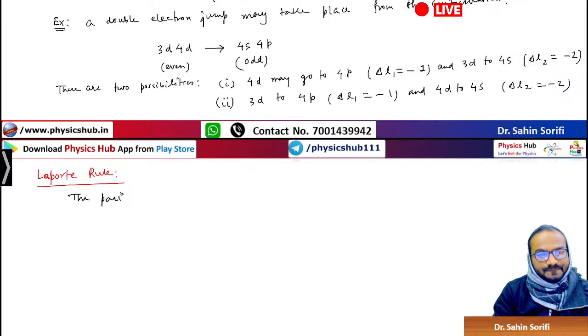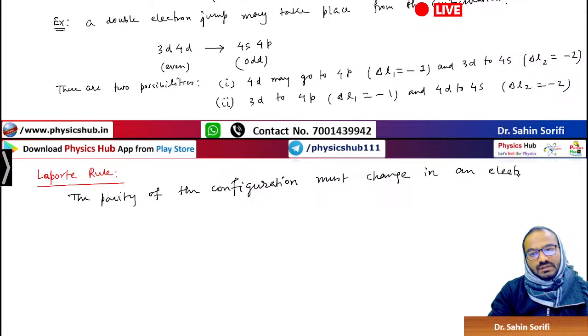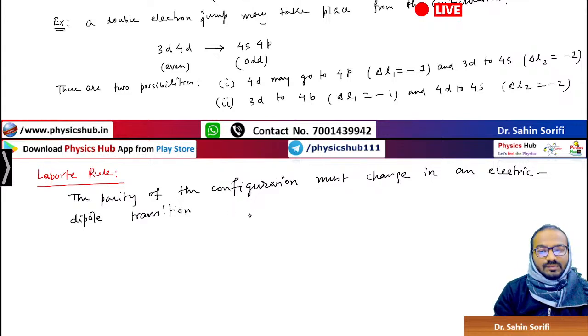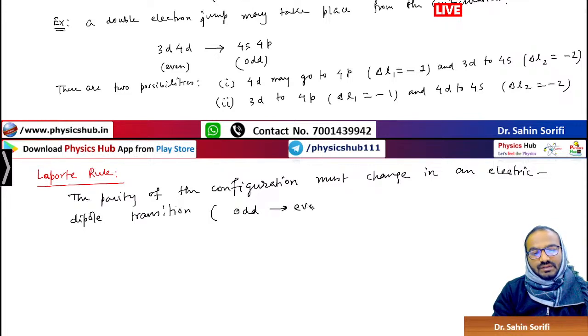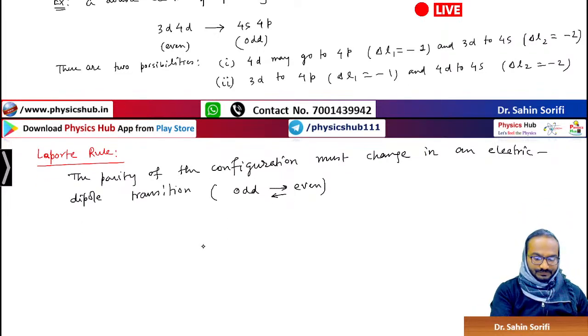The parity of the configuration must change in an electric dipole transition. Most of the questions came from this electric dipole transition. It means if we have an odd configuration, odd will be changed to even, or if you have an even configuration, it will be changed to odd. Let me know if you have any question till now. Anyone has any question?